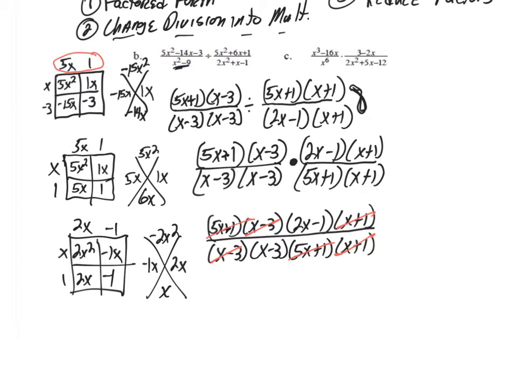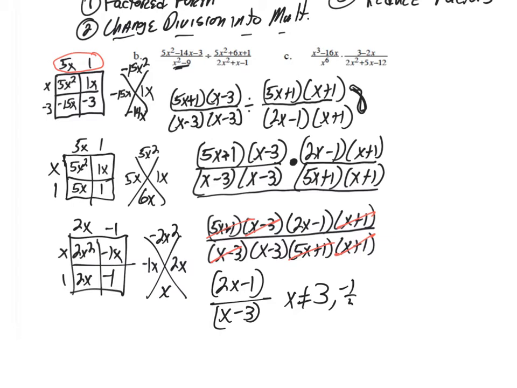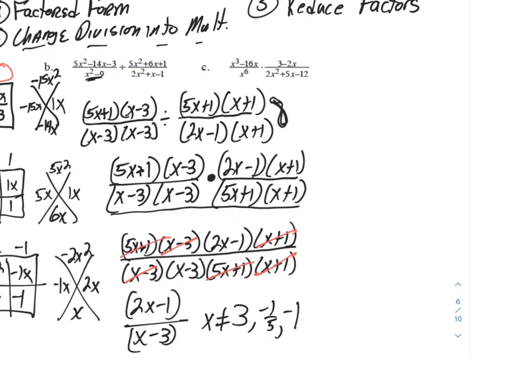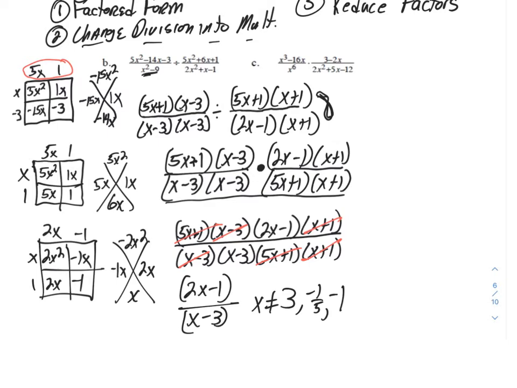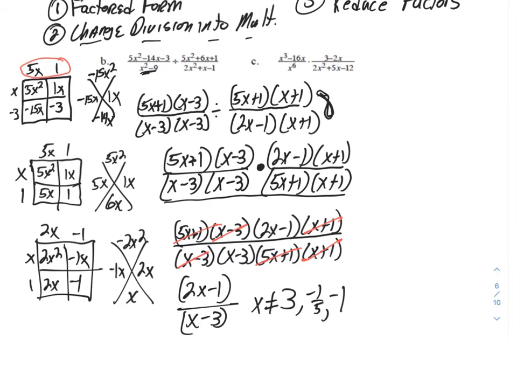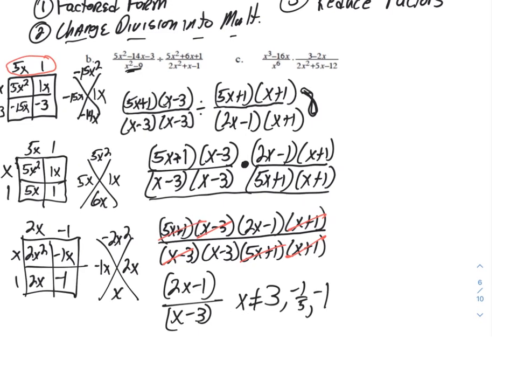And that leaves us with 2x minus 1 over x minus 3, where x cannot equal, let's go back to what we have up here, 3 and a negative 1/5 and a negative 1. Oops, sorry for moving that on you. Remember, you can always pause this if I'm writing too fast, which probably happens.